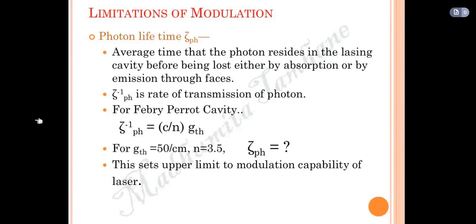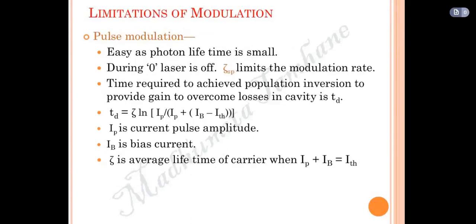Clear? Next is about the upper limit to the modulation capability of the laser. That is also going to affect our laser cavity. So in order to get the pulse modulation, we need to understand how the pulse modulation is going to affect it, and at what value it's going to take care of it. That is also one of the things that needs to be considered while we are taking this into consideration.